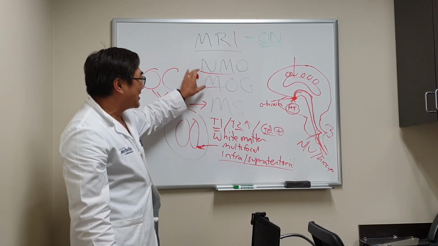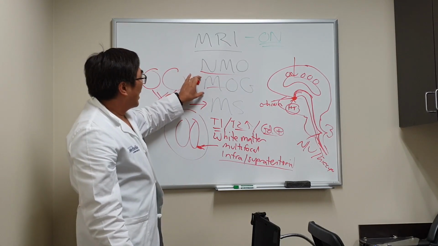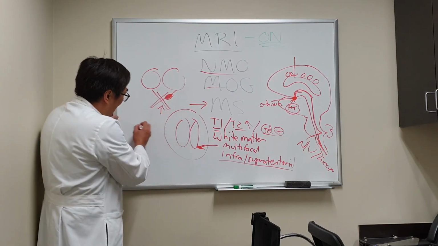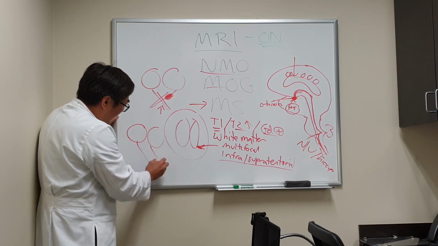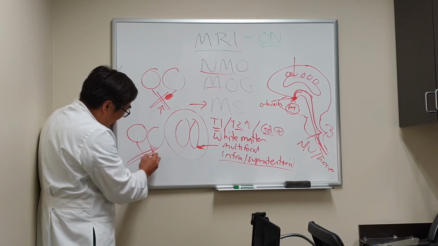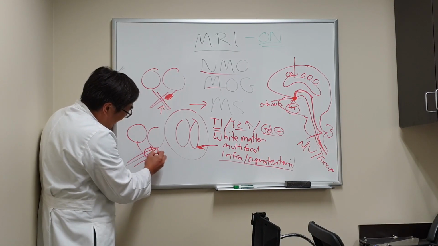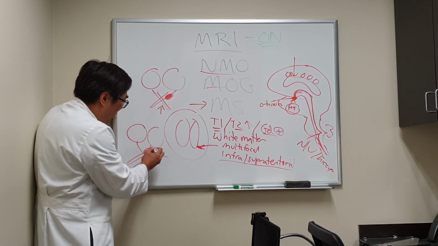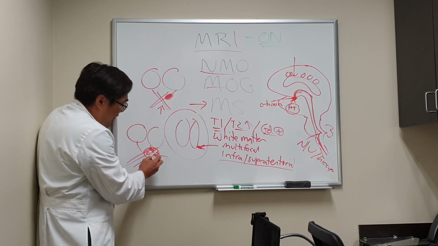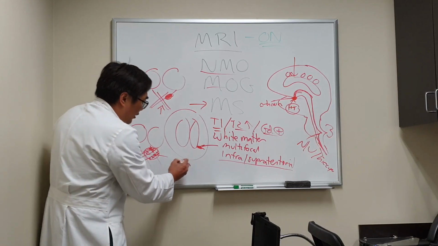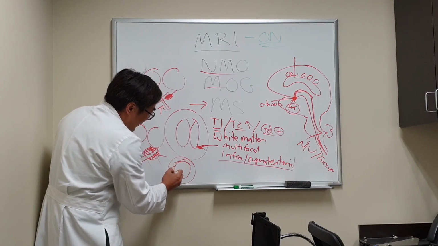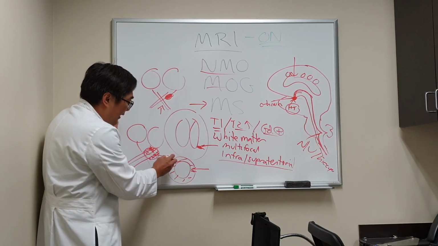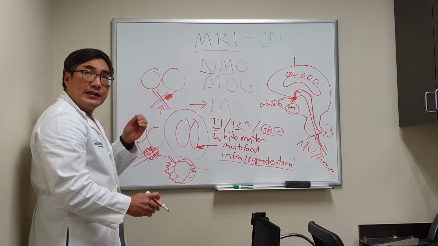MOG can look exactly like NMO. However, MOG and the pattern of MOG enhancement in the optic nerve is usually the sheath. So it's like in the sheath. So it can look like that tram track sign that we talked about in the videos for meningioma. And in coronal view, it'll be like a target lesion. So the enhancement will be in the sheath. And often that enhancement is very shaggy in the sheath.